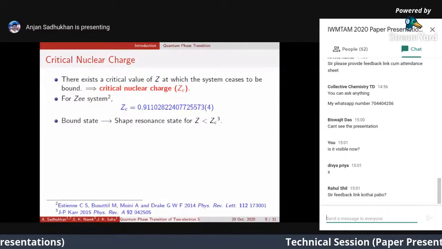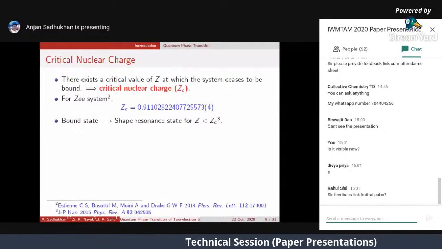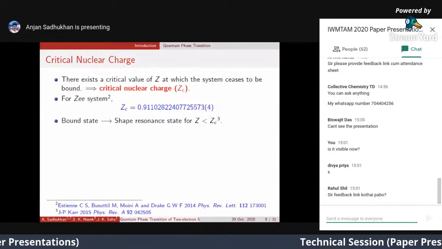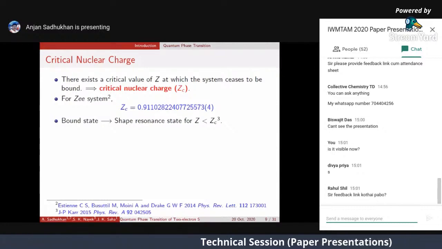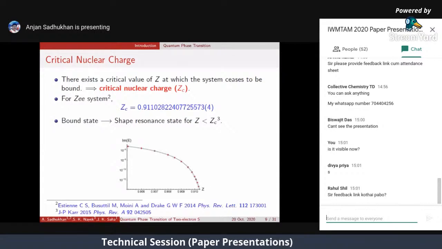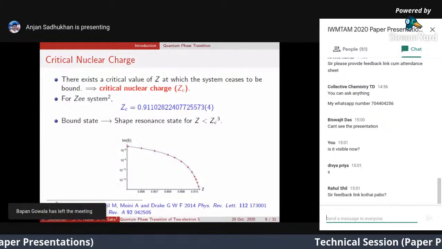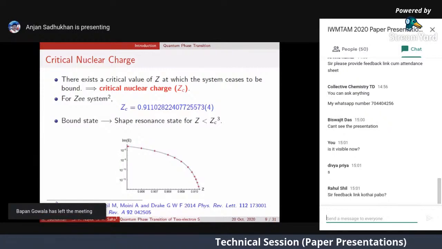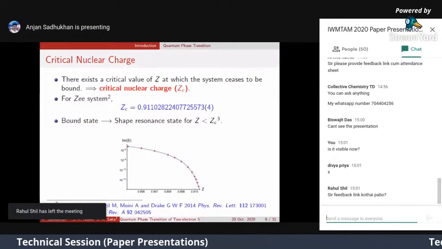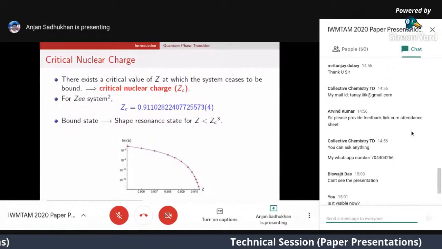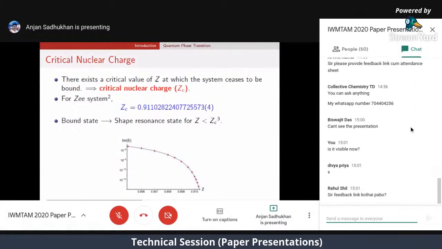Later on, in the year 2015, Jean-Philippe Cortes confirmed this existence of shape resonance by calculating the resonance width of the system for Z less than Zc. In this diagram, Jean-Philippe has shown that the resonance width is gradually decreasing with the increase of Z, and at the critical nuclear charge it will become 0. That means for Z less than Zc there exists a shape resonance.